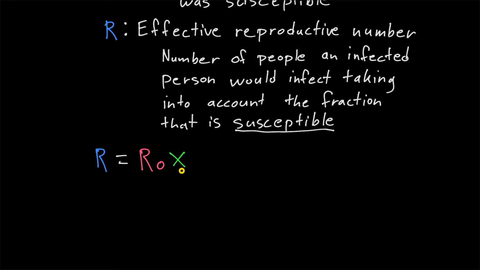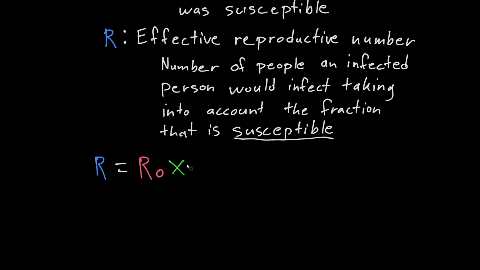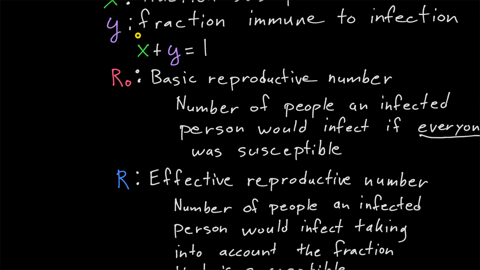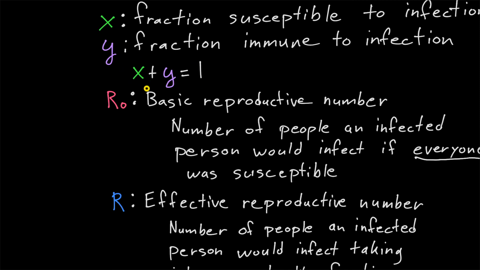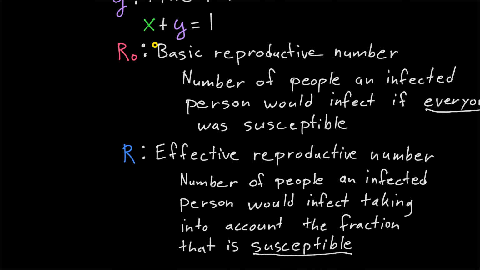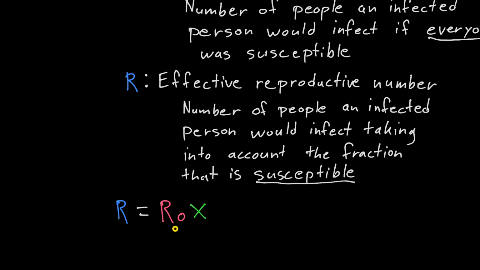But let's say over time, 50% of the population becomes immune. So Y becomes 0.5. That would mean, according to this equation, that X would have to also become 0.5. And if X is equal to 0.5, that would mean that the effective reproductive number, R, is only going to be half of R naught. It's going to be R naught times 0.5, so half whatever the basic reproductive number happens to be.